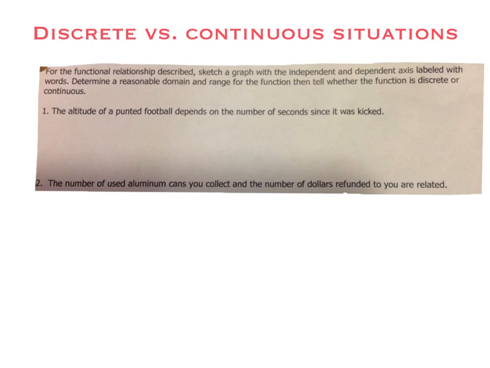So my first situation is the altitude of a punted football depends on the number of seconds since it was kicked. Okay, now remember we've done independent and dependent, so the altitude depends on the seconds. So this is my dependent, which means it's my y variable. This is my independent, which means it's my x variable. So let's go ahead and at least draw the x and y, seconds, and altitude.